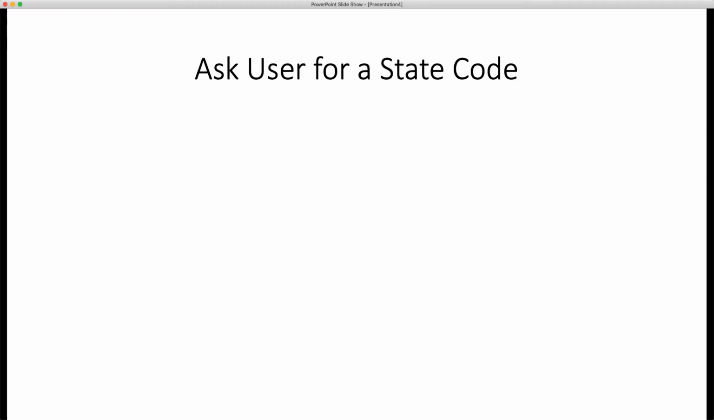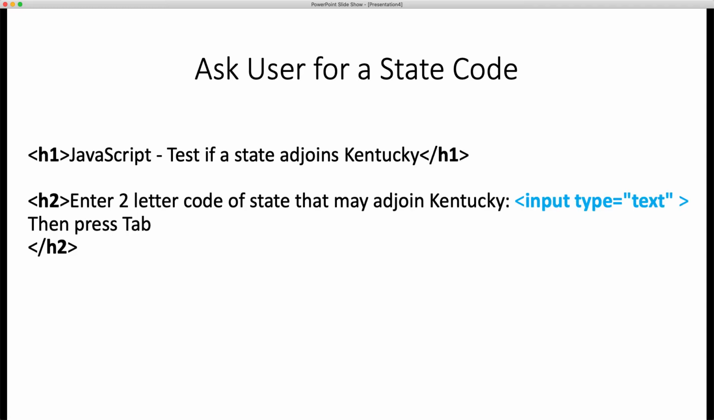Okay, so we've got to figure out how to ask the user for a state code. And we can do that with this code. JavaScript, and that's just going to be a heading. And then we're going to have another heading, an H2, that says, enter 2-letter code of the state that may adjoin Kentucky, input type text, and press the tab. Well, the whole thing that gets the user a place to type it is right here, input type text.